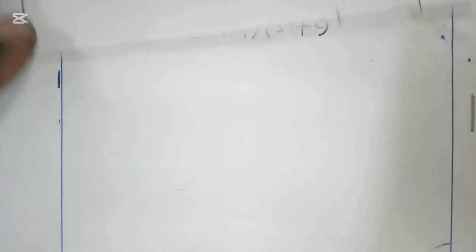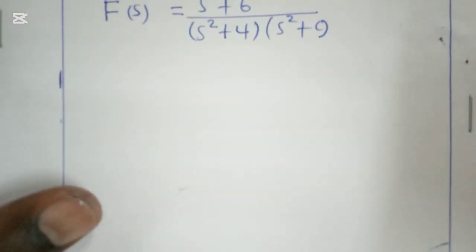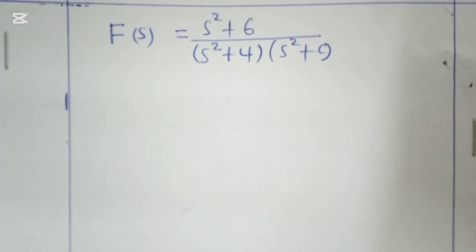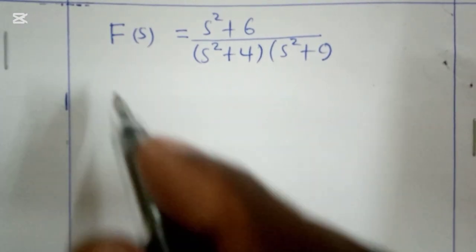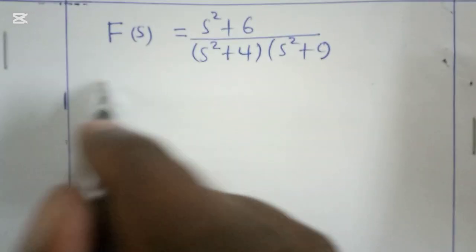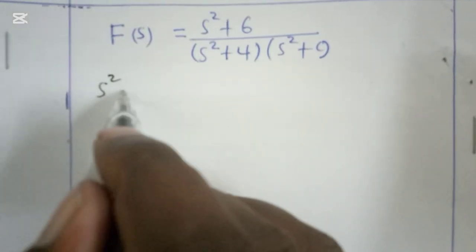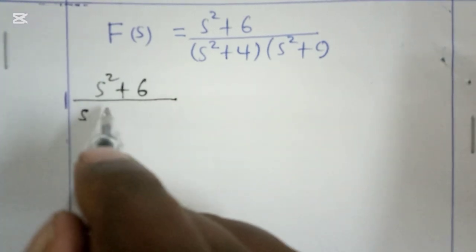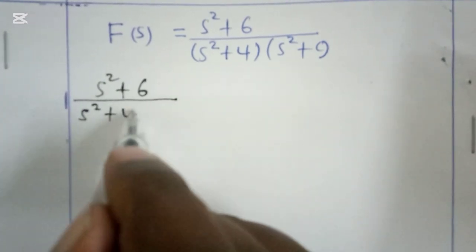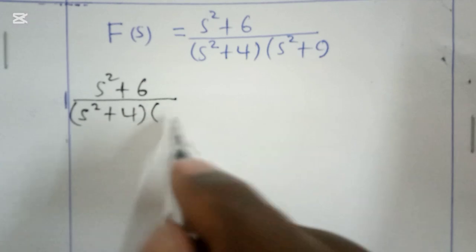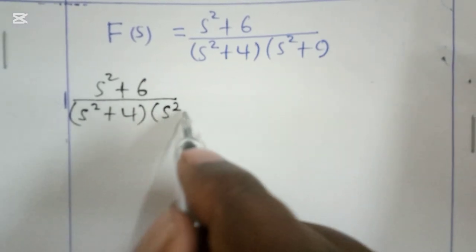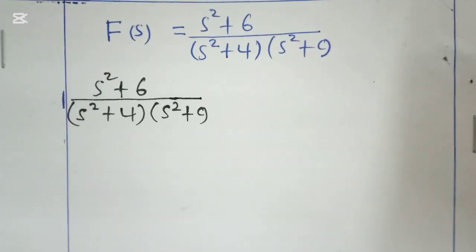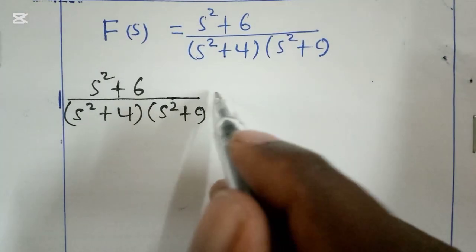So guys, I have written the question here and our work first of all is to put it into partial fractions. So I will write here (s squared plus 6) all over (s squared plus 4), and I write again (s squared plus 9). Guys, I put that into partial fractions.